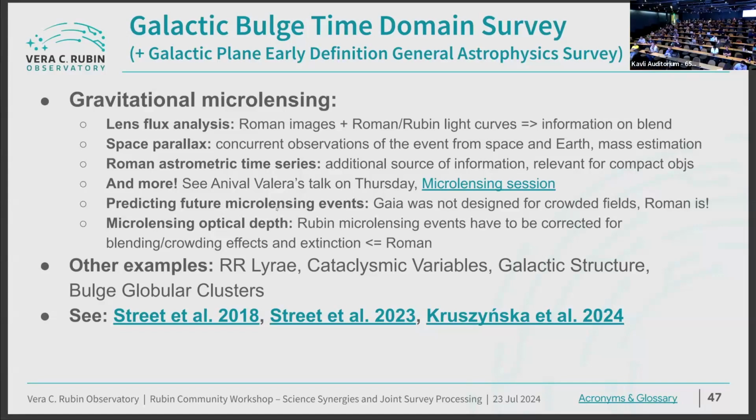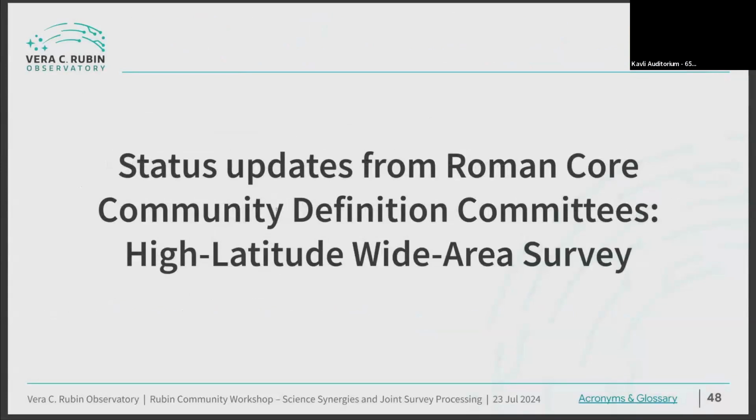Okay, thank you. So thanks to the 3 speakers who spoke in their own words, representing the community voice on the motivation for having the Roman and Rubin synergy. So now Masao and I will talk about the current status from the community definition, the core community survey definition committees, and I'll start on the high latitude wide area survey.